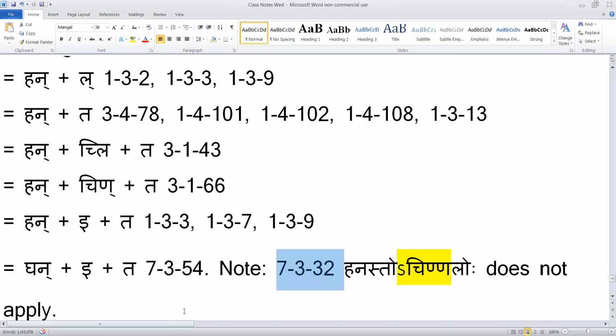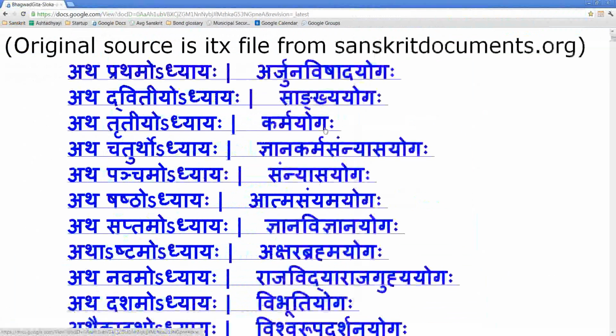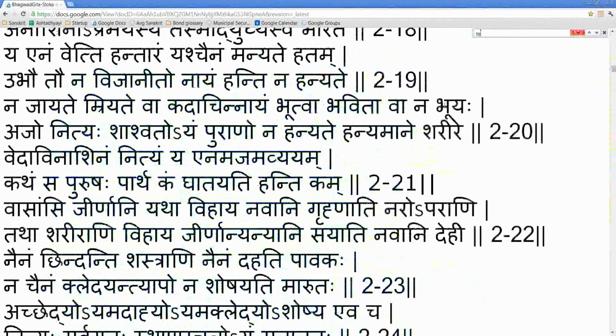Now, 7332 says hanasto chinnaloho. Like in the Gita, kam ghatayati hantikam, vasamsi jirnani yatha vihaya. Ghatayati comes in the Gita. Now, why not the same thing here also? Why do we not get aghati instead of aghani? Because that says hanasto chinnaloho, achinnaloho. In the Bhagavad Gita, chapter 2, number 21, you can form ghatayati, causes to kill. It's also dhatu han, taking the pratyaya nich. So the kakara still comes, because nich also has the nakara as a nit.